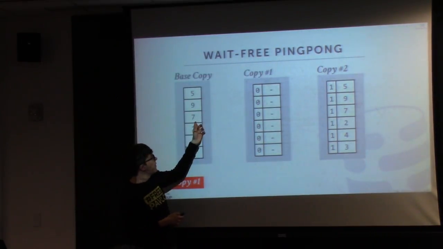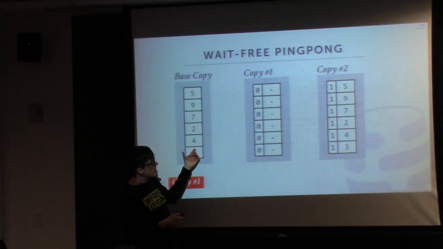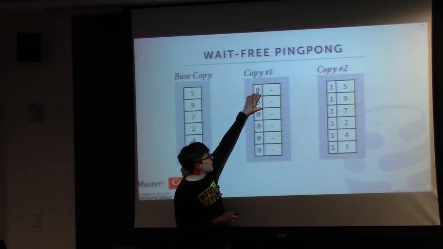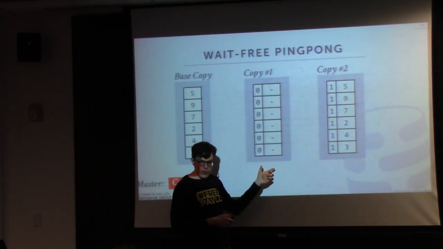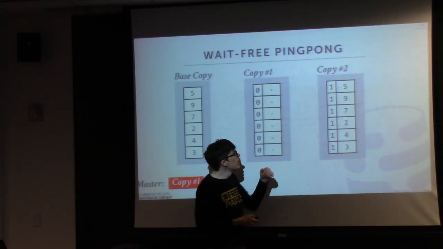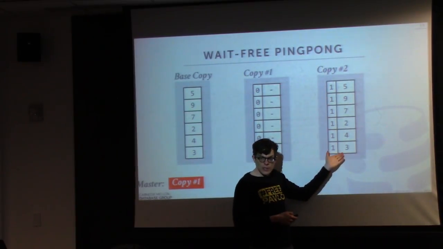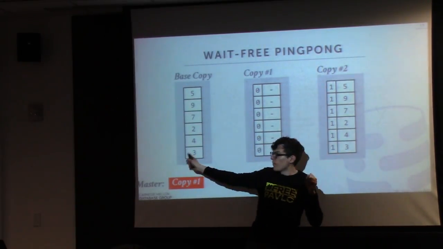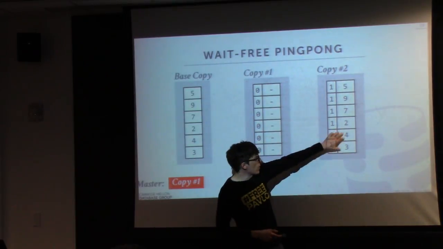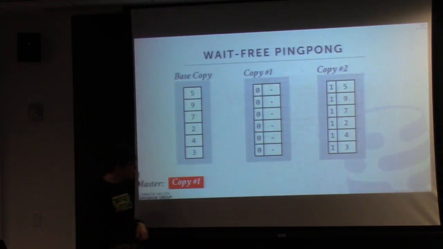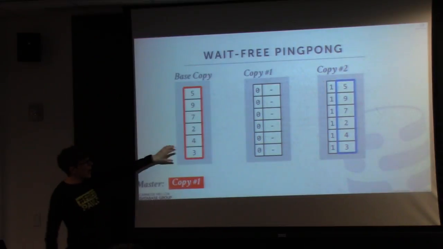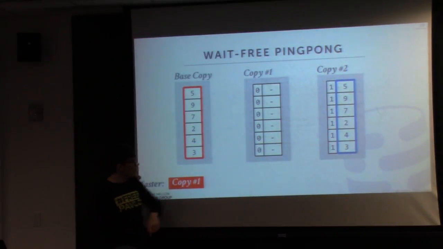And you'll notice here, we have all the data we want in the base copy. The master copy only has these placeholders to say, here's where new values can go in. And then copy two has the complete snapshot, or complete copy, of the base data, because this is where we're going to write out our checkpoint from. So again, we have complete copies in the base copy and copy two.